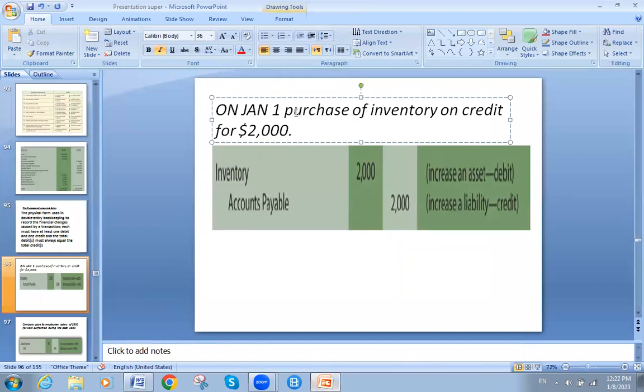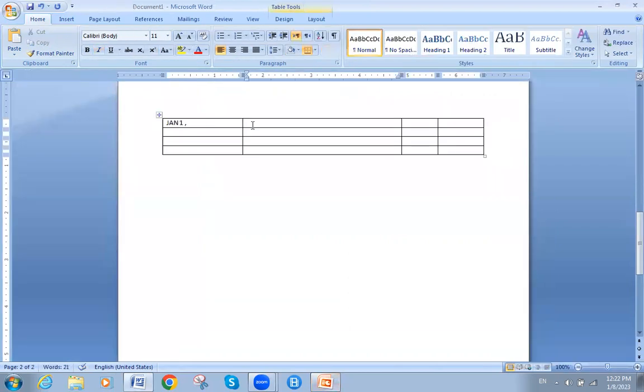On Gen 1, purchase of inventory. Wait a minute. The name of what I purchase is here. Okay, if I say purchase only, purchases of 2,000 on credit, then from purchases to account payable. But I said here purchases of inventory. So I must say the name of the inventory, like you see here in front of you, inventory.